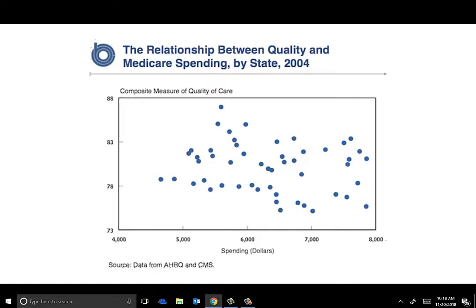There's not much of a relationship between, at least, how CMS and AHRQ measure quality and what costs are. So you might say, oh, I'm getting great health care because I'm spending a lot for it, but that's not necessarily the case. The quality is not related to spending, as far as how we measure quality.